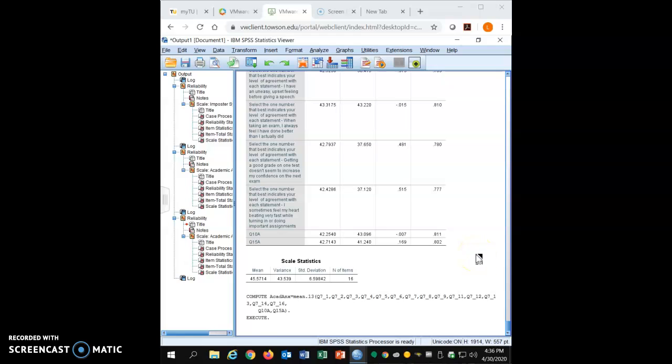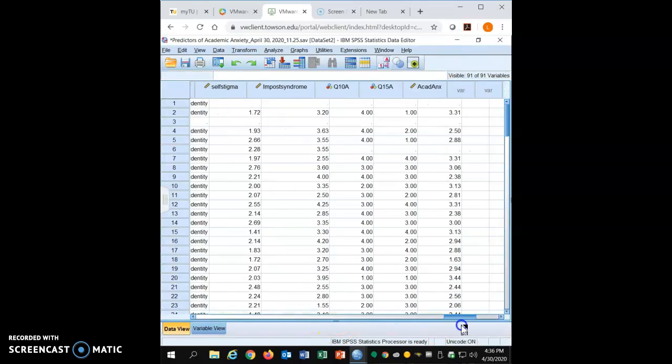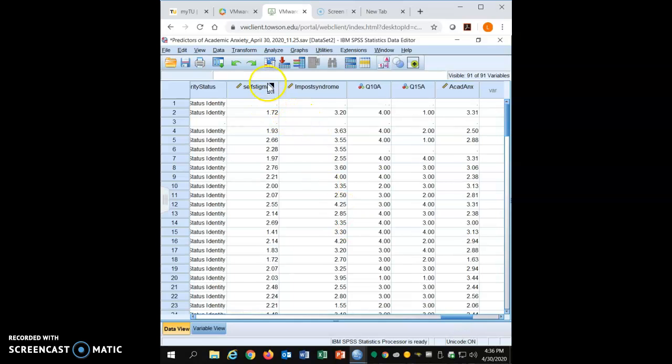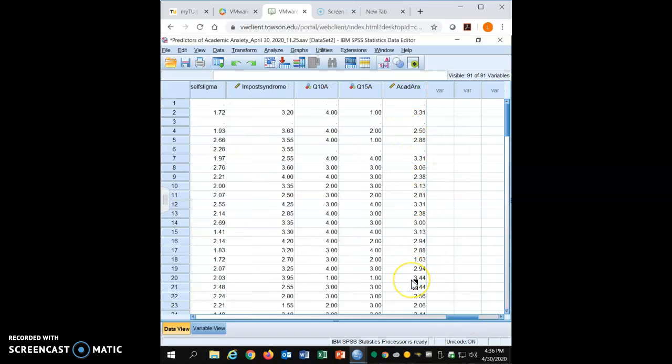Okay, so I ended that last lecture by calculating the variables that we need for our analysis. And so if I go to the end here, we have our self-stigma variable, we have our imposter syndrome variable, we have our minority status variable here, and then we also have our academic anxiety scale.